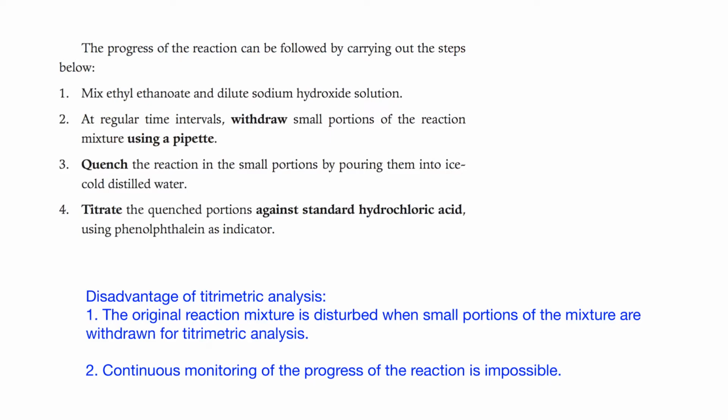So the process: we have the reaction start by mixing, then at regular time intervals, withdraw with a pipette. This one is very important: quench the reaction by pouring it into ice cold water. So we stop the reaction and prevent the change in concentration. Finally, we titrate against standard hydrochloric acid. This is normally how the process of titrimetric analysis is carried out.